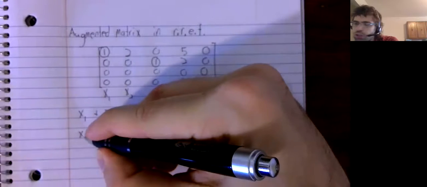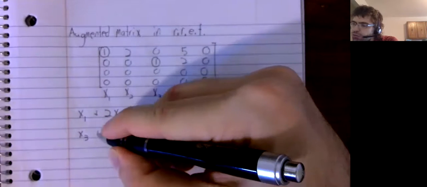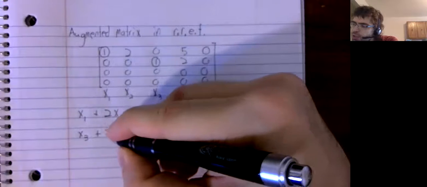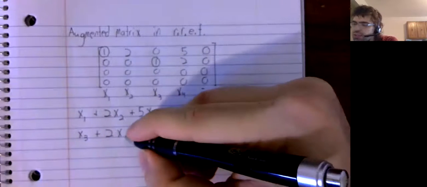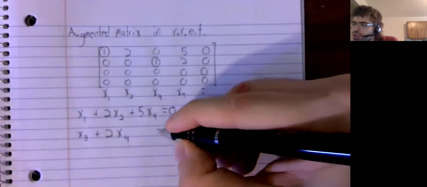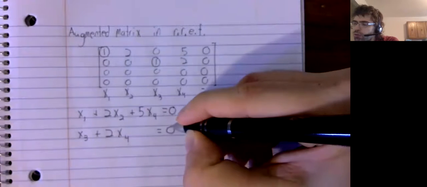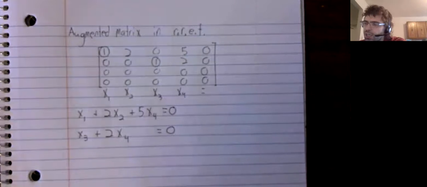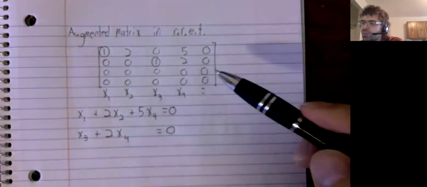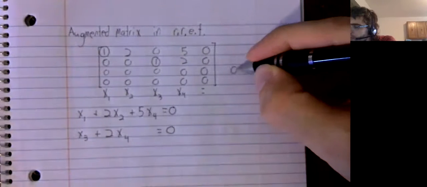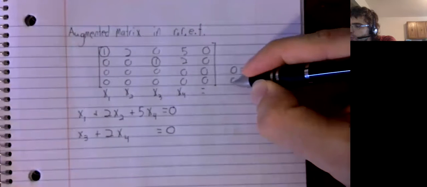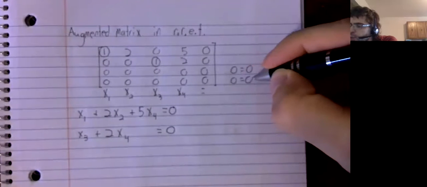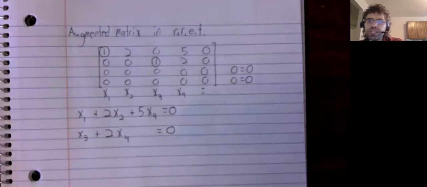From the first row, x3 plus 2x4 equals 0 from the second row. And then the equations we get from the third and the fourth row are both just 0 equals 0. That's useless to us.